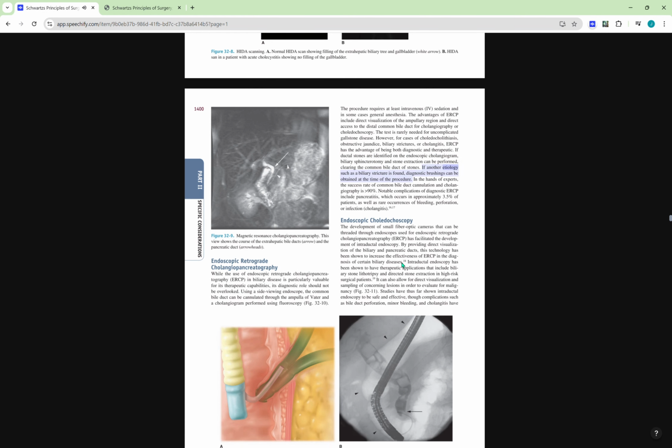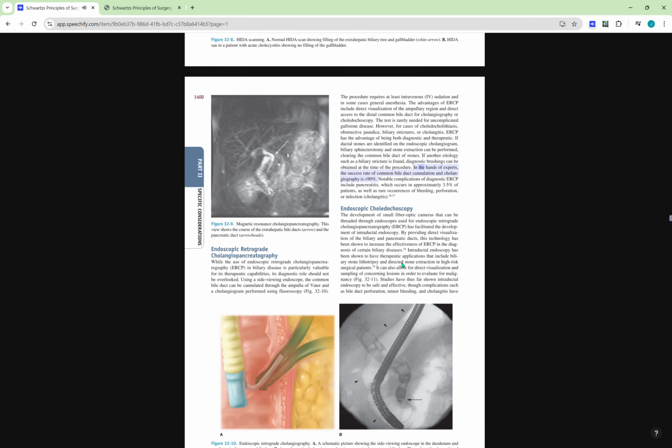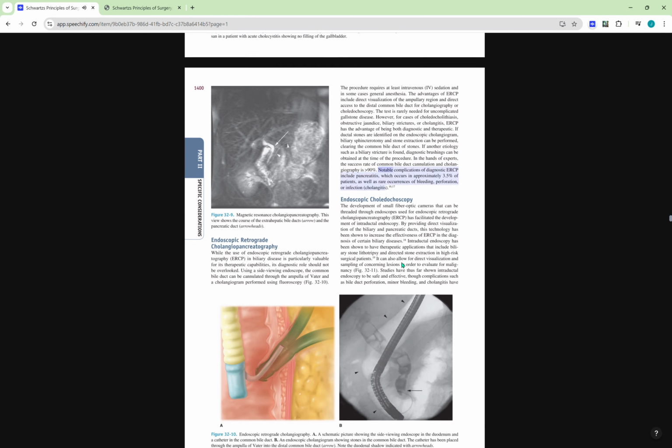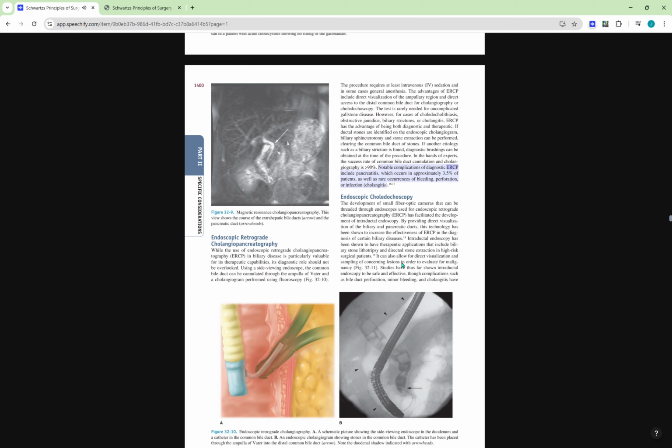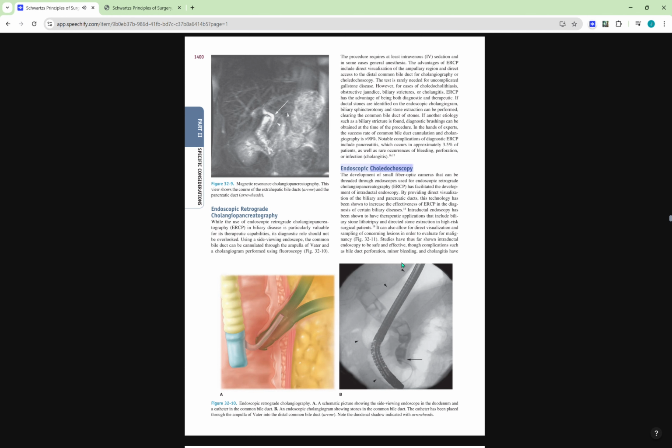If another etiology such as a biliary stricture is found, diagnostic brushings can be obtained at the time of the procedure. In the hands of experts, the success rate of common bile duct cannulation and cholangiography is greater than 90%. Notable complications of diagnostic ERCP include pancreatitis, which occurs in approximately 3.5% of patients, as well as rare occurrences of bleeding, perforation, or infection.